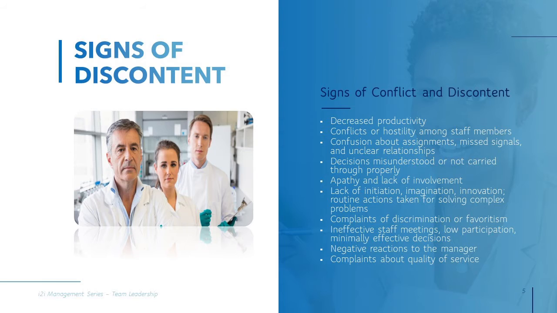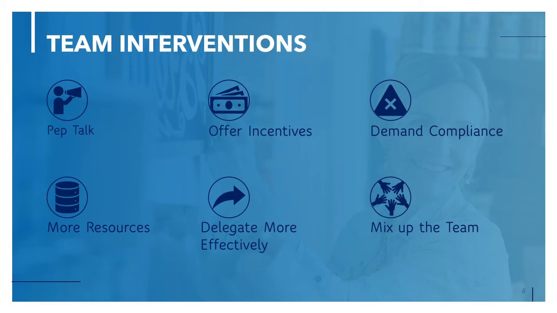People seem unmotivated. There's a lack of initiation, imagination, and innovation, and routine tasks seem to be put off until later, but never get done. Employees tend to complain about discrimination or favoritism, and staff meetings become ineffective. There's low participation and minimally effective decisions. Sometimes the manager or the supervisor is the target of a complaint, so the manager gets blamed for everything. And sometimes there are complaints about the quality of service that team members are offering to each other or to their outside customers. What can you do if that's the case?